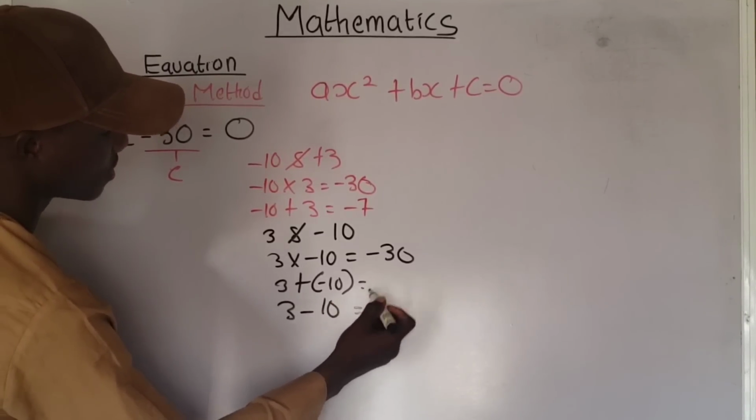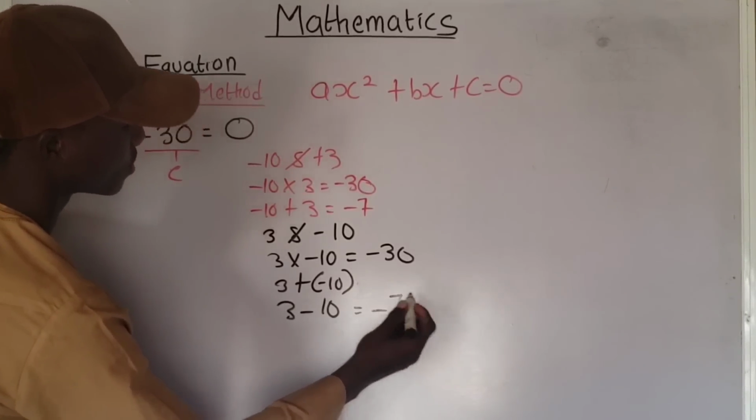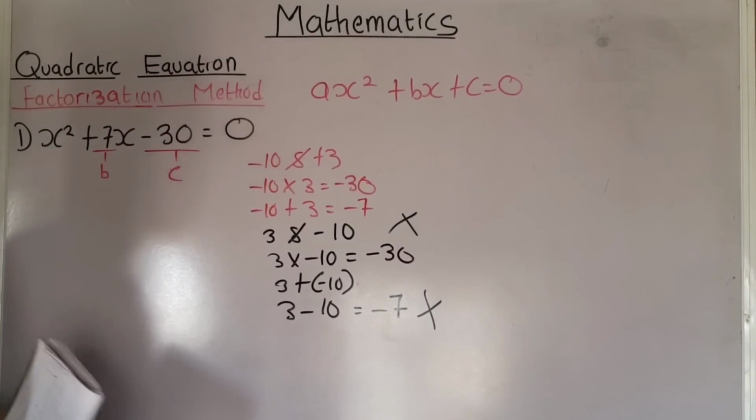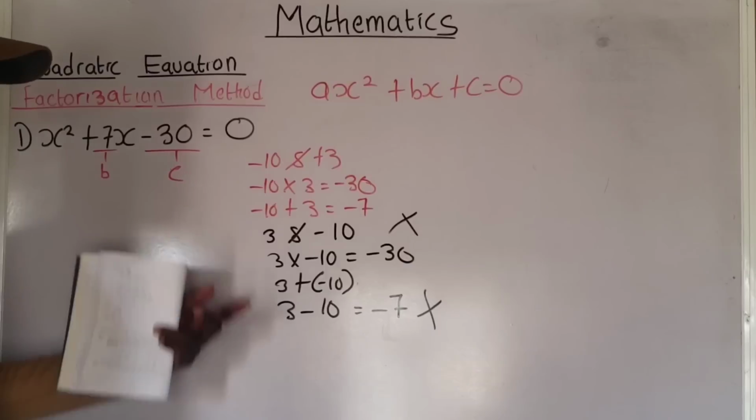That will give us negative 7. So this is not correct. This is also not correct. Okay, I know the number, you understand? I just want you to understand. That's why I use this long way.